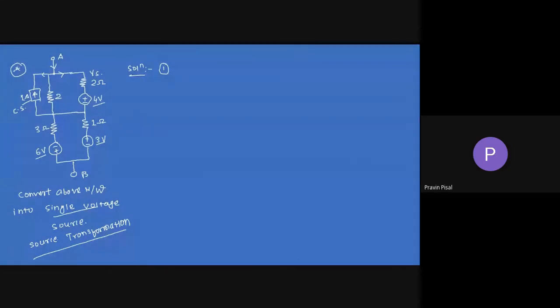Similarly, we will see here if the current comes here, the current is divided into two parts. If the current is divided, that connection is called parallel. Again, we will see that this 6 volt voltage source and this 3 volt voltage source both are in parallel. So ultimately, the lower portion of the network is parallel and the upper portion of the network is also a parallel connection. Now, how to solve it?